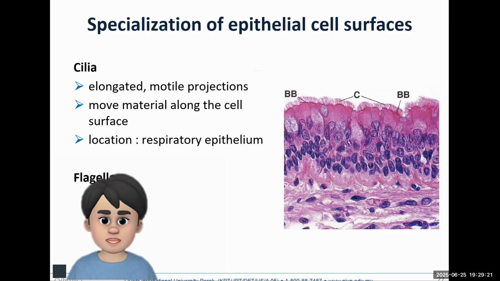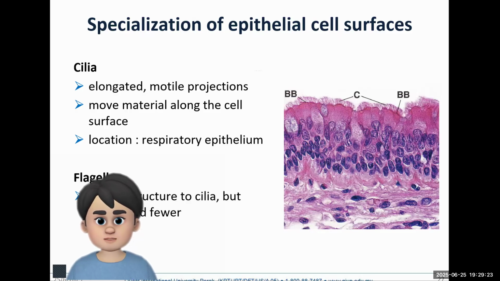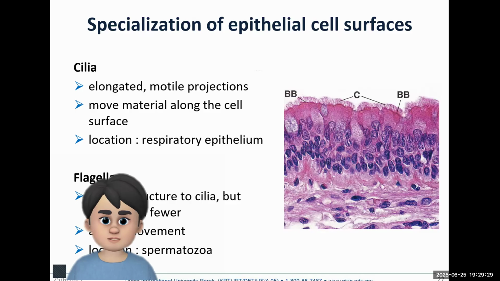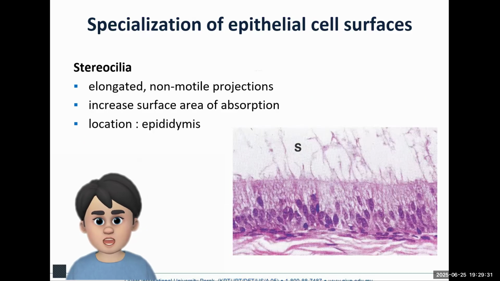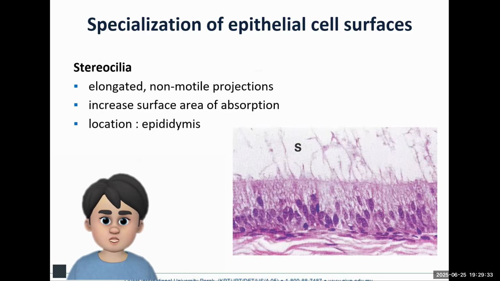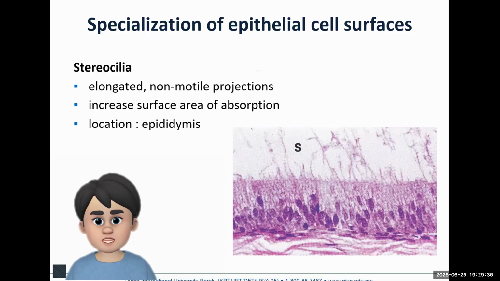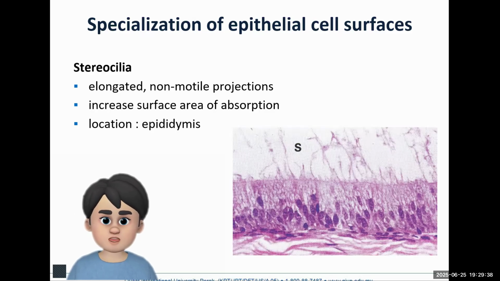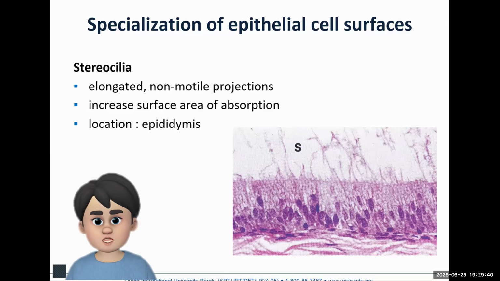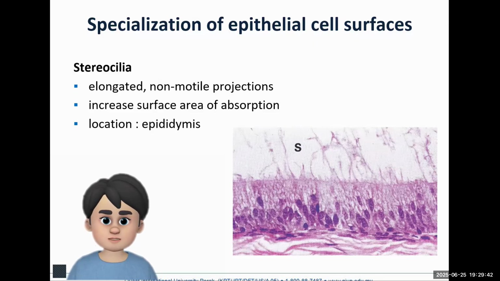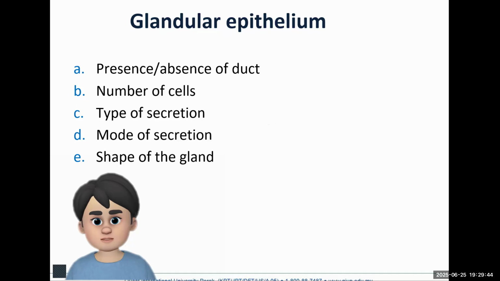Location: respiratory epithelium. Flagella: similar structure to cilia but long and fewer, aids in movement. Location: spermatozoa. So this one we haven't learned for our A levels, right? Stereocilia: elongated non-motile projection, increases surface area for absorption, location: epididymis, right?